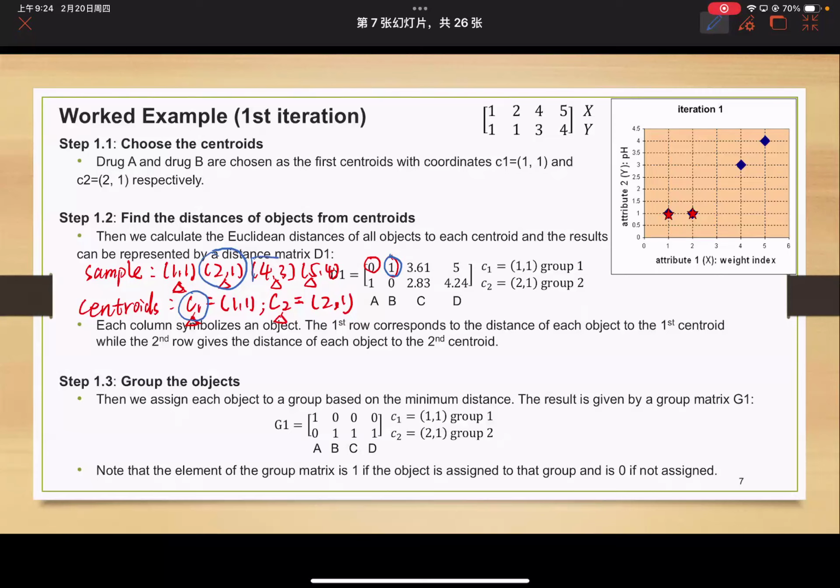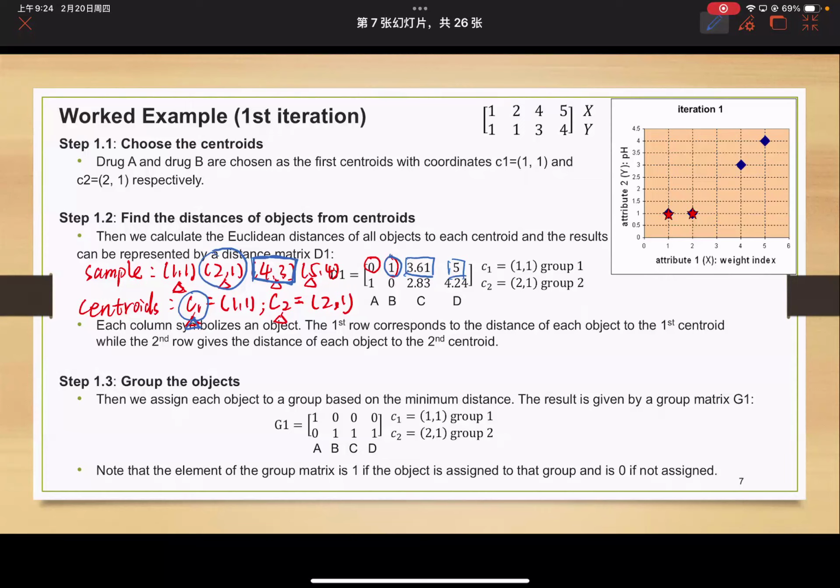And similarly, we calculate the distance of these data points to, again, C1. Then it will be 3.61. And then we calculate the last one, the distance from data point 5, 4 to C1. The distance will be 5.